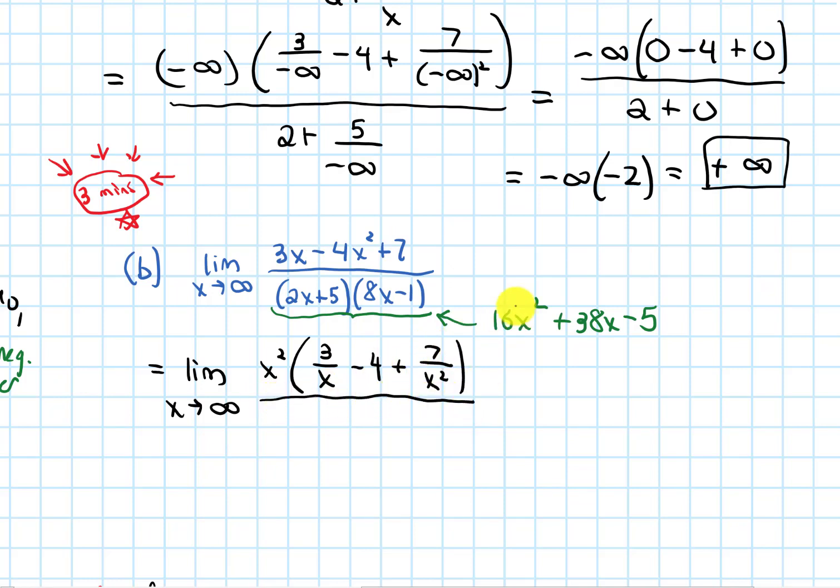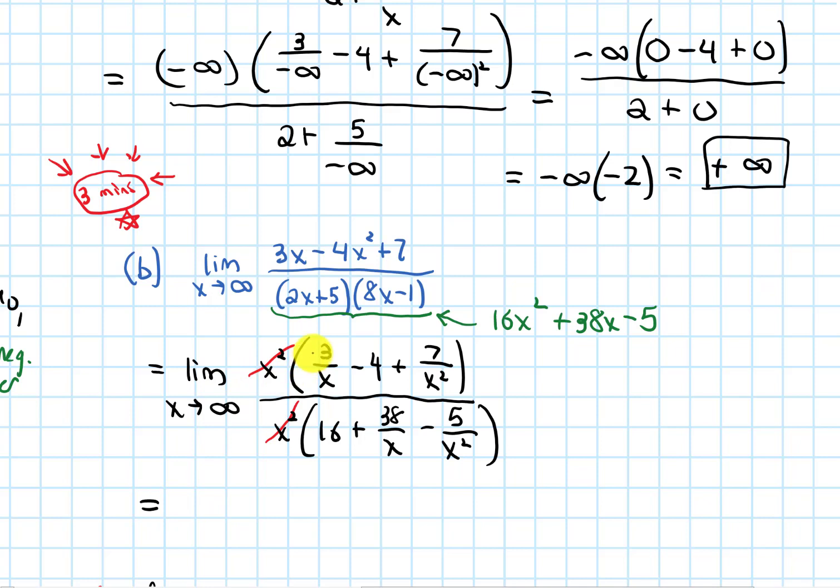And on the bottom, let's also factor out an x squared. That's the biggest power of x on the bottom. That'll leave me with 16. And then plus, if I divide 38x by x squared, I'll get 38 over x. And then for the last term, minus 5 over x squared. Okay, and this one is extra nice, I would say, because the x squareds cancel perfectly. Now let's go ahead and try to plug in.